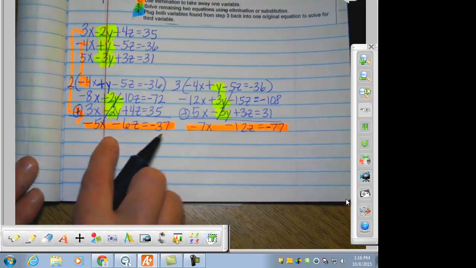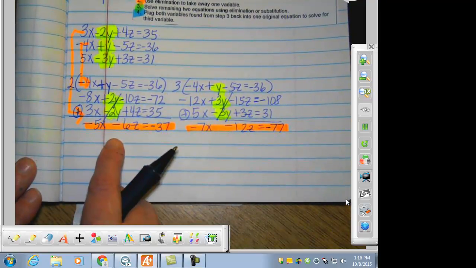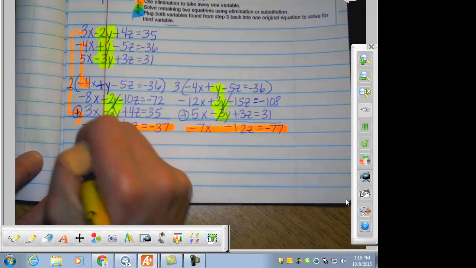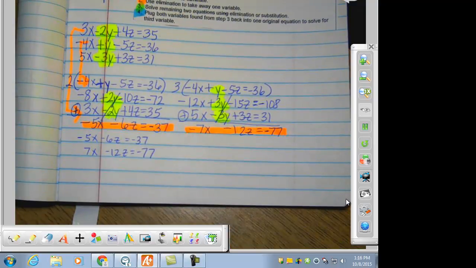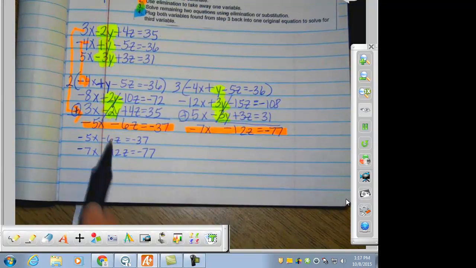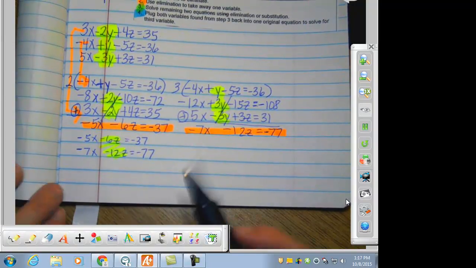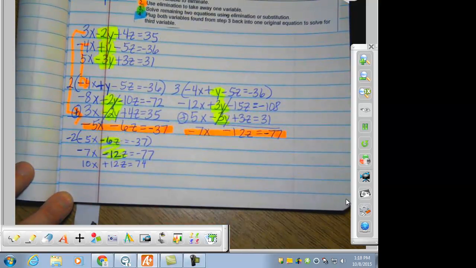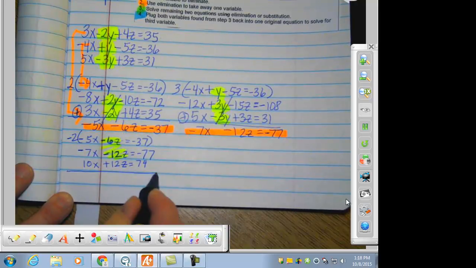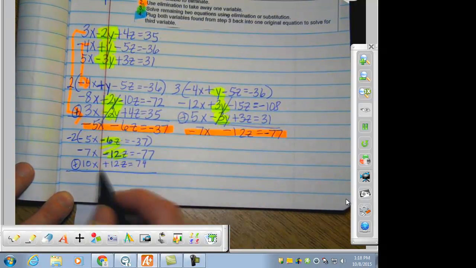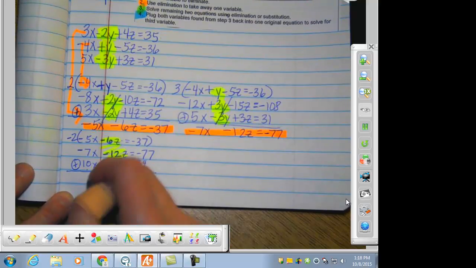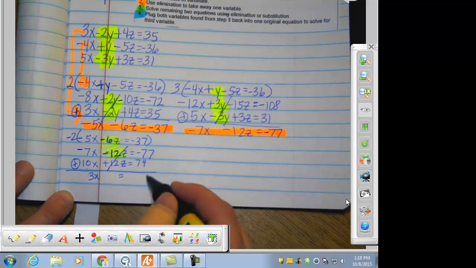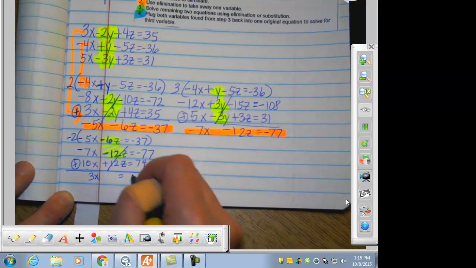And so let's just line up 5x minus 6z equals negative 37 and negative 7x minus 12z equals negative 77. Okay, we're going to decide what we're going to eliminate. So I'm going to eliminate the z's. So what do I need to multiply by the top one? Negative 2. Okay, let's draw our line and combine these two numbers. Or we add 10 and negative 7. We combine them. We get a positive 3x. The z's go away. And negative 77 plus 74 is negative 3.